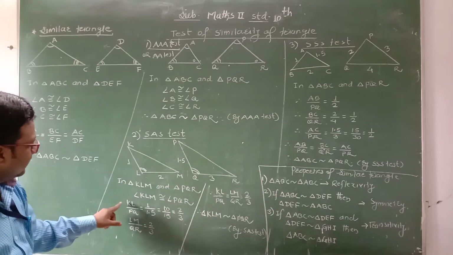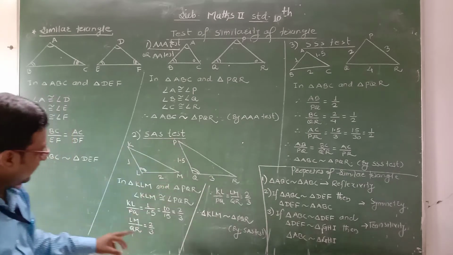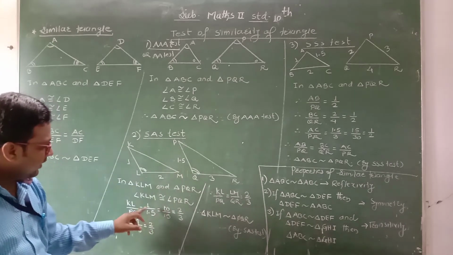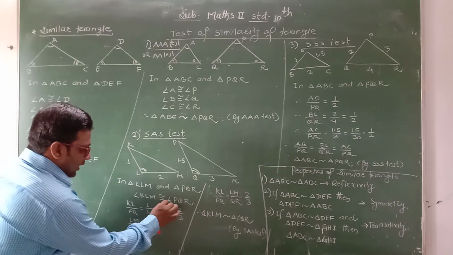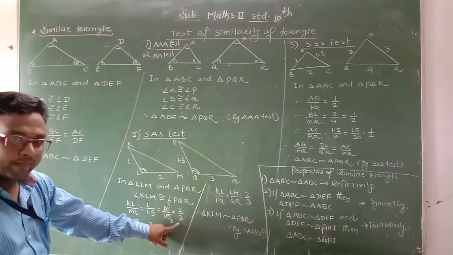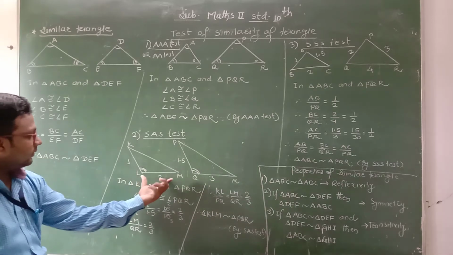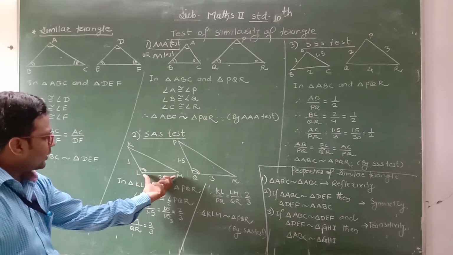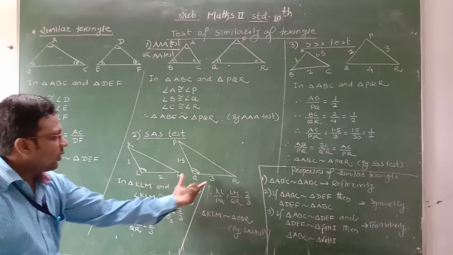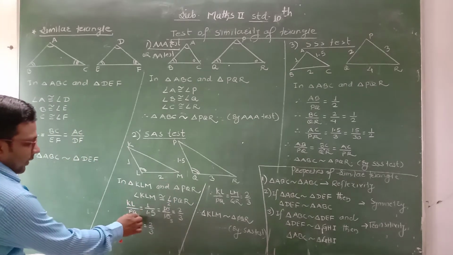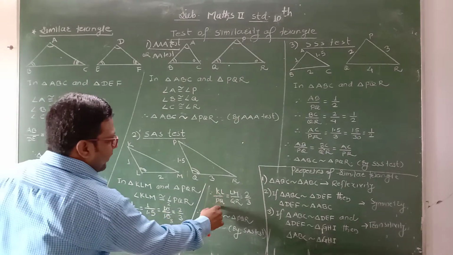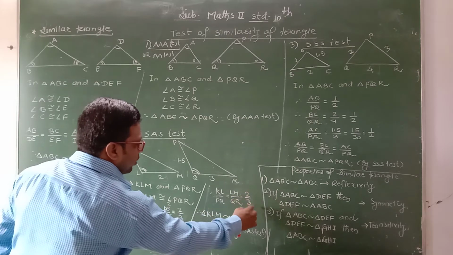Now we see the ratio of the corresponding sides. KL, its corresponding side is what? PQ. KL upon PQ is equal to 1 upon 1.5. We write 10 upon 15. 5 twos are 10 and 5 threes are 15. Here we get the ratio KL upon PQ is equal to 2 upon 3. Then we find the ratio of the other corresponding sides, that is LM and QR. LM upon QR, LM is given 2 and QR is given 3, so LM upon QR is 2 upon 3. Therefore, we write KL upon PQ is equal to LM upon QR, and this is equal to 2 upon 3.